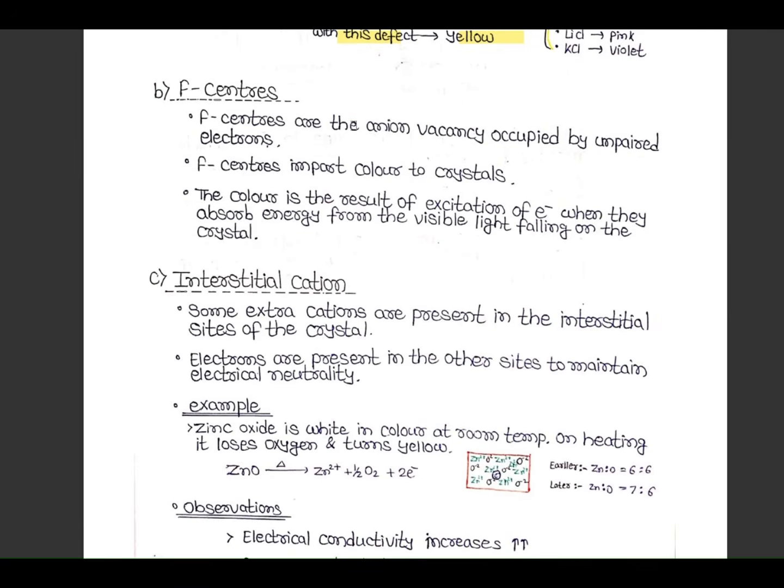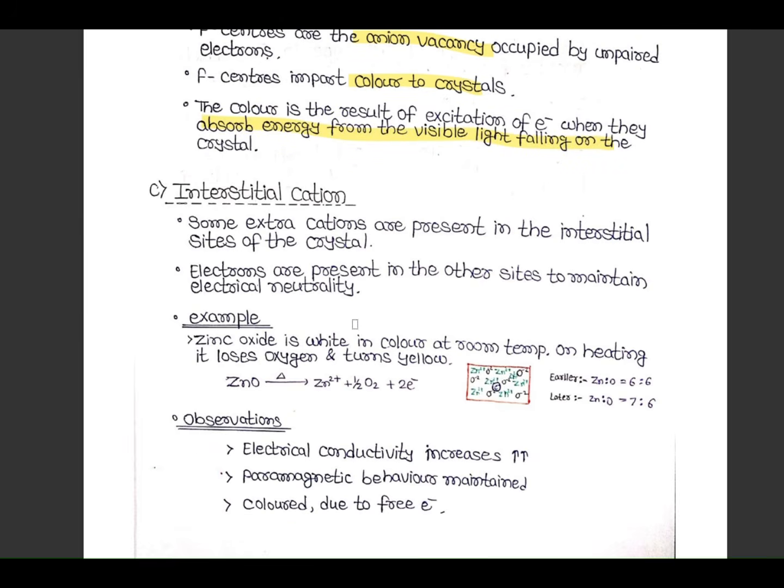Now F center. F centers are the anion vacancies occupied by unpaired electrons. The F center imparts color to the crystal. The color is the result of the excitation of the electrons when they absorb energy from the visible light falling on the crystal. Now let us come to interstitial cation.